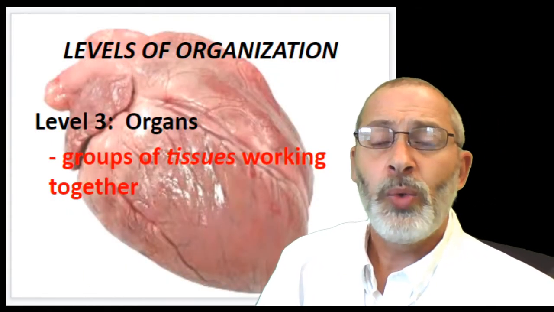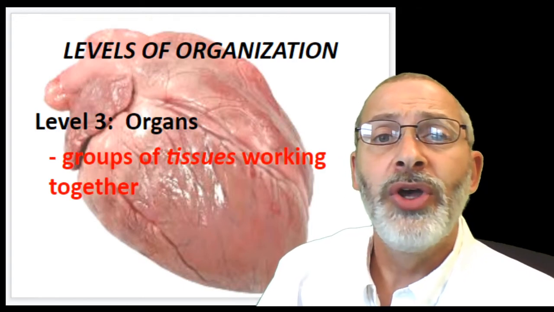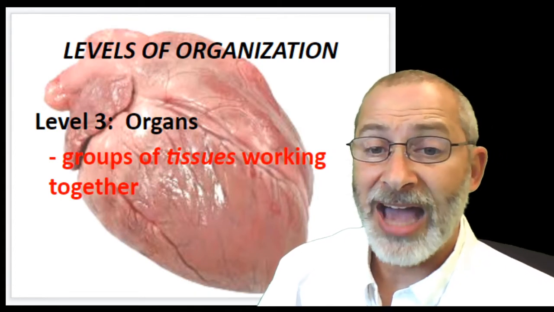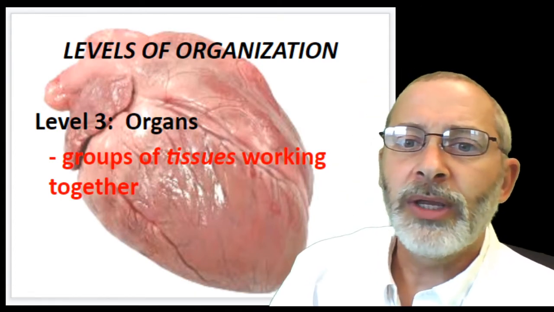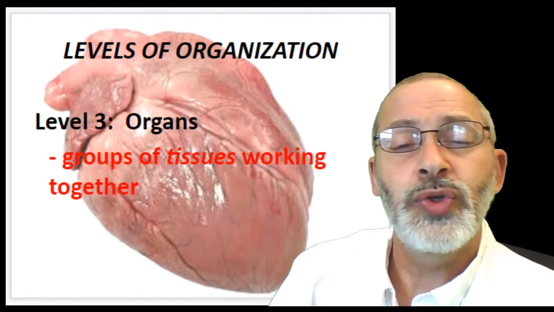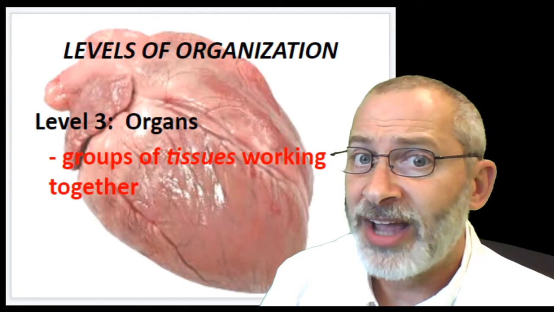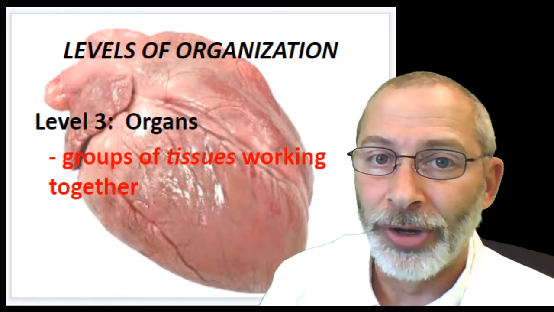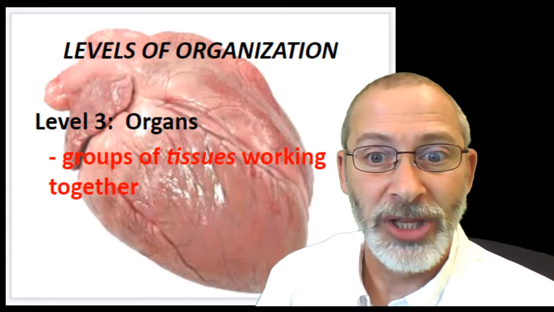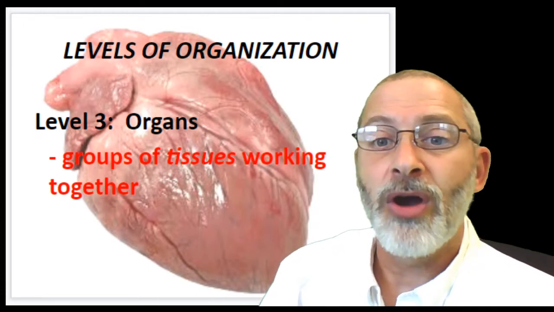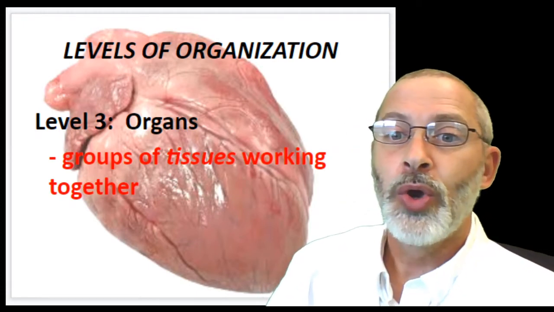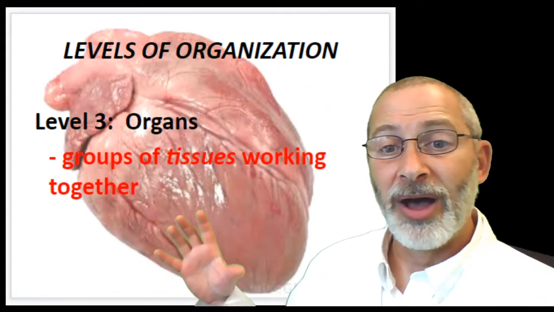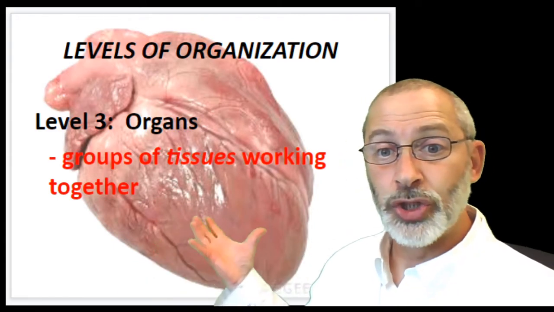Moving up from that, we have level 3, which are called organs. And organs, like this actual human heart, are groups of tissues working together. Now, I want you to find a pattern here as we move up the levels of organization. It might help you remember the description of each level. So level 3, organs are groups of tissues working together. This is a heart organ made up of heart muscle tissue working together.